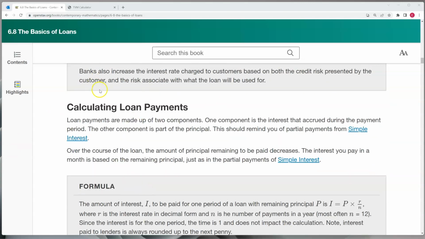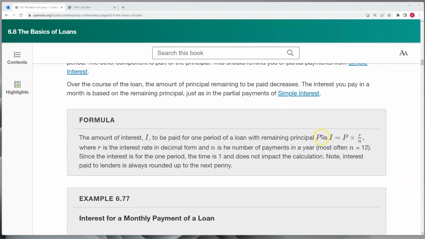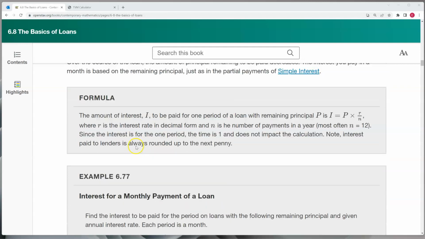So, how do we calculate loan payments? Let's get down to the nitty-gritty of it. Loan payments are paid basically as simple interest monthly, and almost always monthly, unless the terms say otherwise. So let's look at this example. First, here's the formula: interest paid is the principal times the rate divided by N, where N is the number of payments in a year. Again, it's most often 12, unless the terms say otherwise.